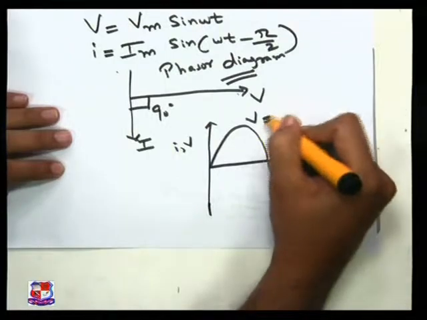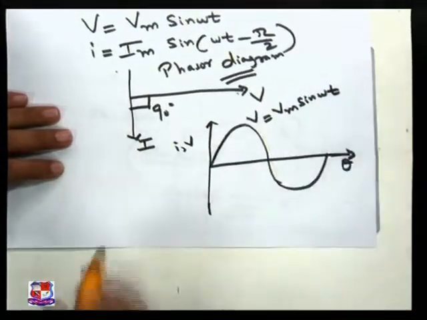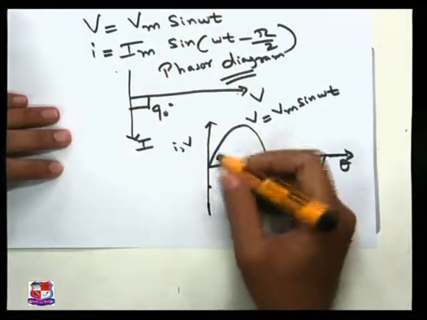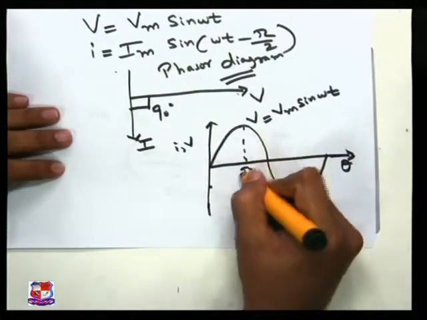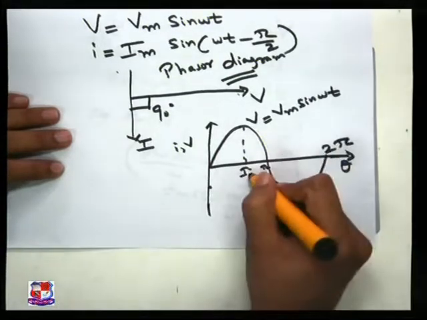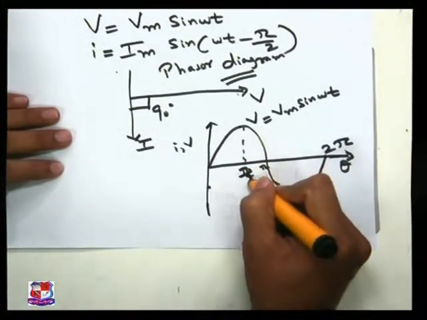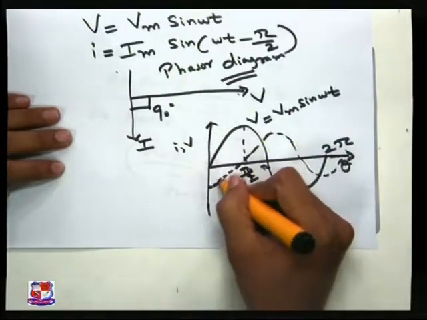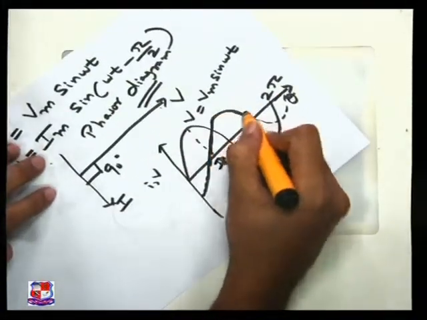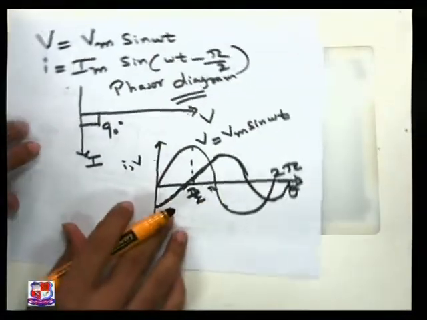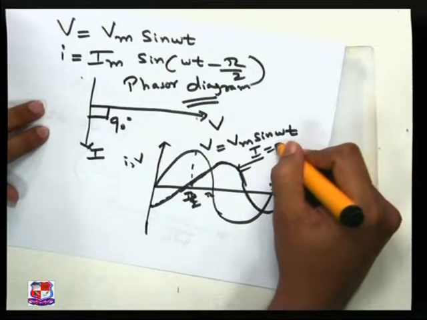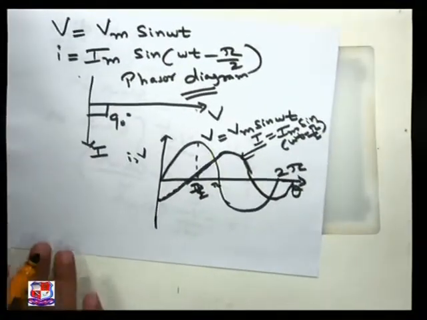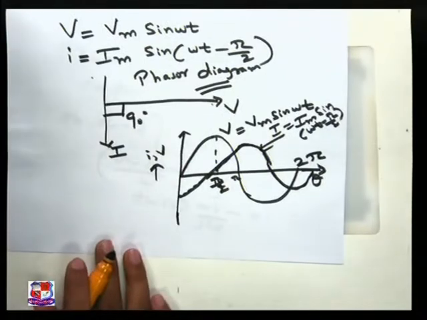This is my voltage waveform V. And the current I is going like this, lagging the voltage by pi by 2, so it will start something down, right? This is pi by 2, pi, and this is 2 pi. So it will start something like this. This waveform will be for current Im sin of omega t minus pi by 2. This way also you can show, because it is asked for 6 marks.